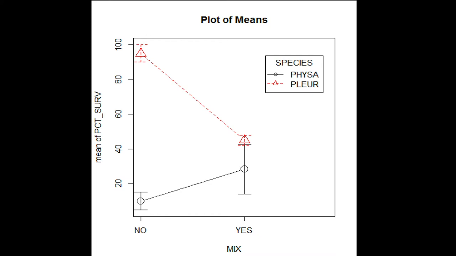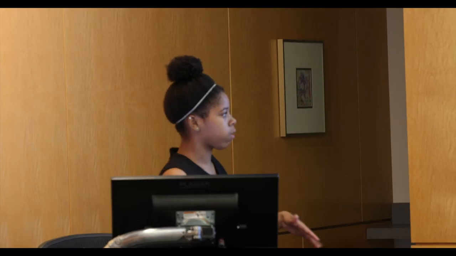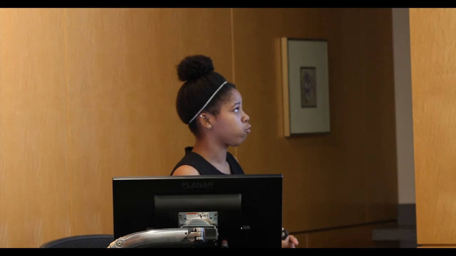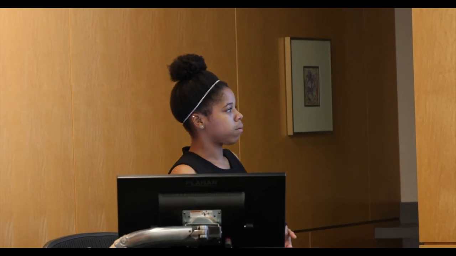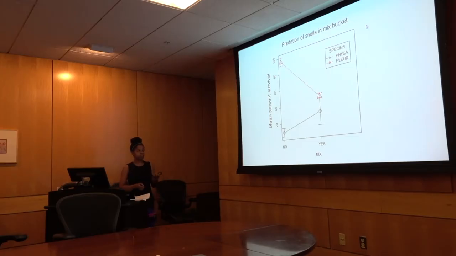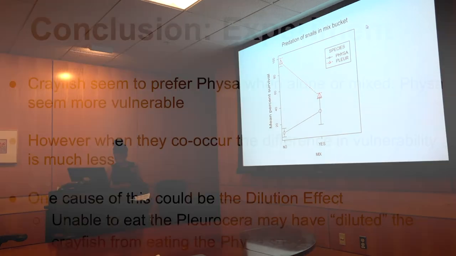So as we just saw from the other graph, when the snails are not in the mixed bucket, the Physa snail is around 20, and the Pleuroceridae snails are around 95. But when they are in the mixed bucket, the Pleuroceridae survival actually goes down, while the Physa snail survival actually goes up. So the Physa snail actually benefits from being in the mixed bucket.